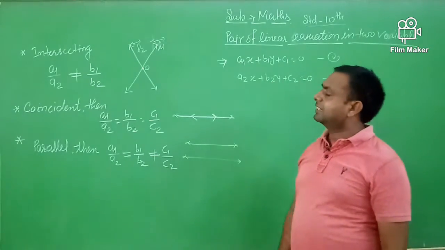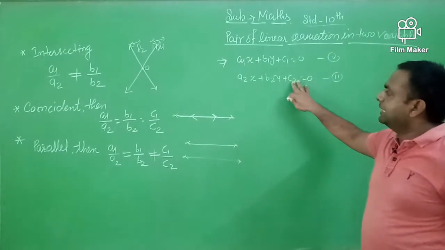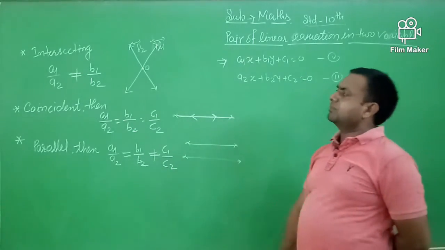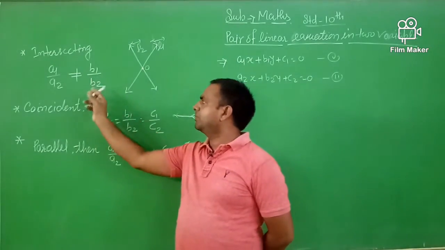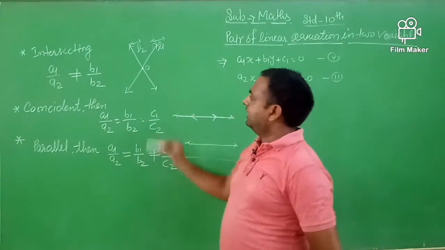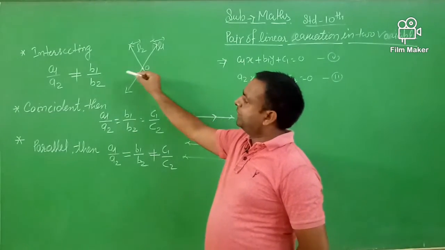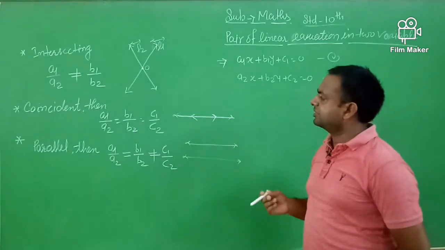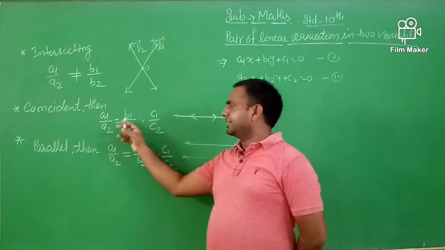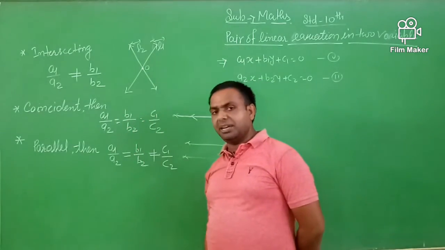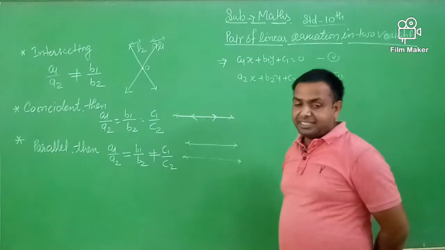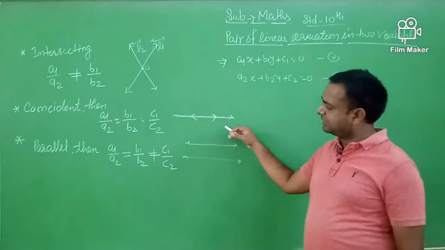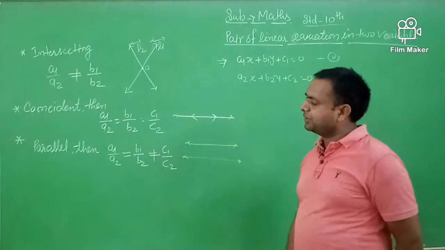I repeat again, there are three conditions if a pair of two linear equations is given. First condition: a1 by a2 does not equal b1 by b2. It means both lines intersect at one place, so it has only one solution, a unique solution. Second condition: if a1 by a2 is equal to b1 by b2 and equal to c1 by c2, then the lines are coincident. It means it has many or infinite solutions, and the lines overlap each other.